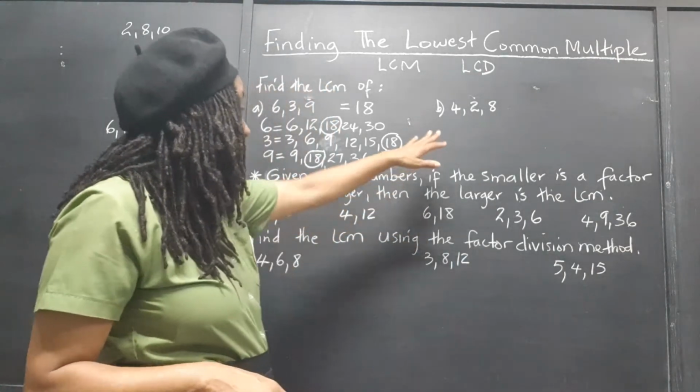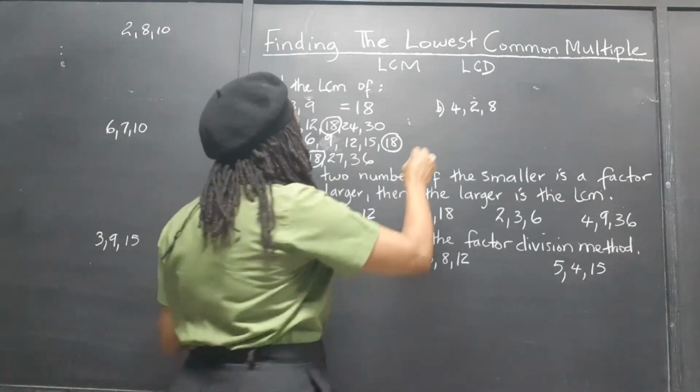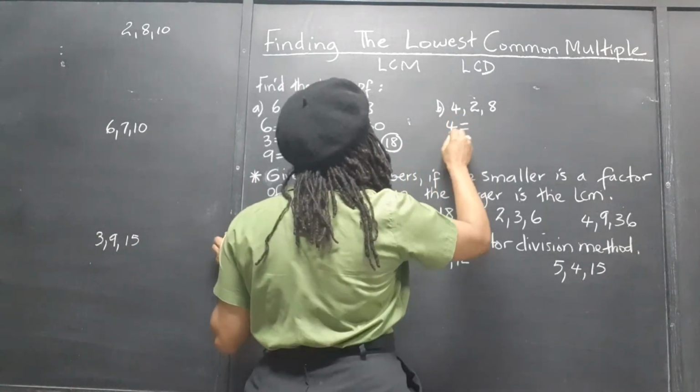So let's do that for 4, 2, and 8. So remember, this is the first method.